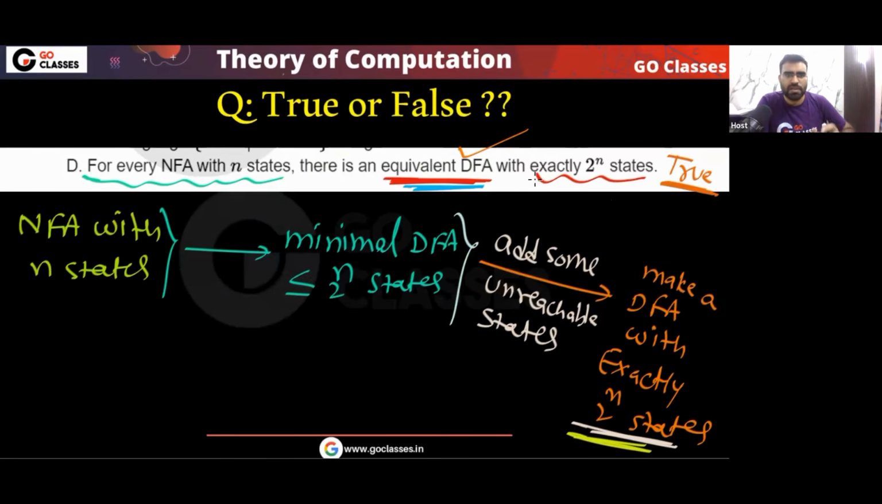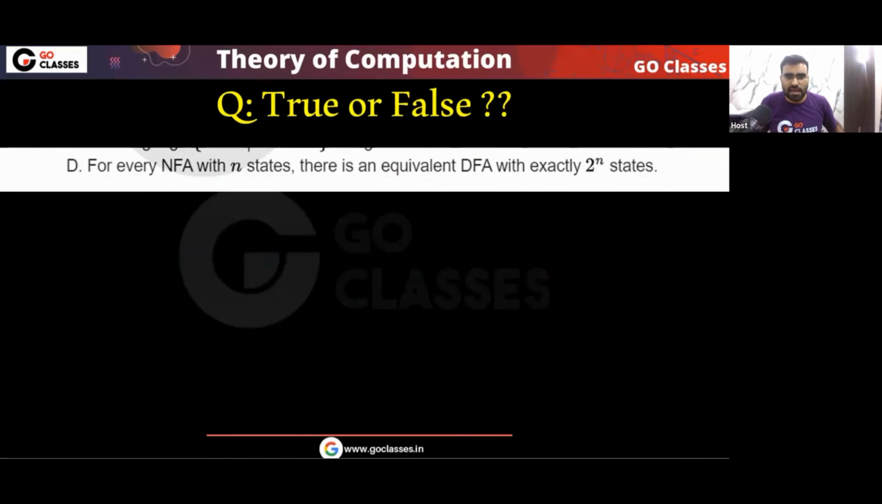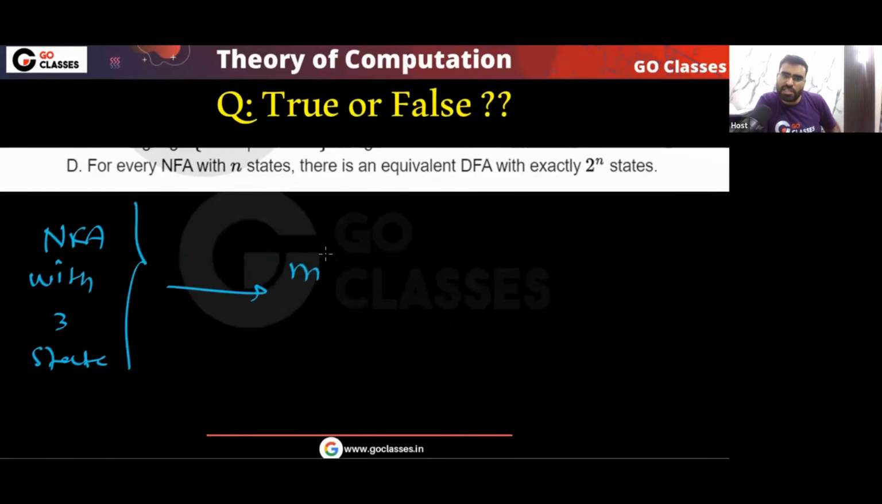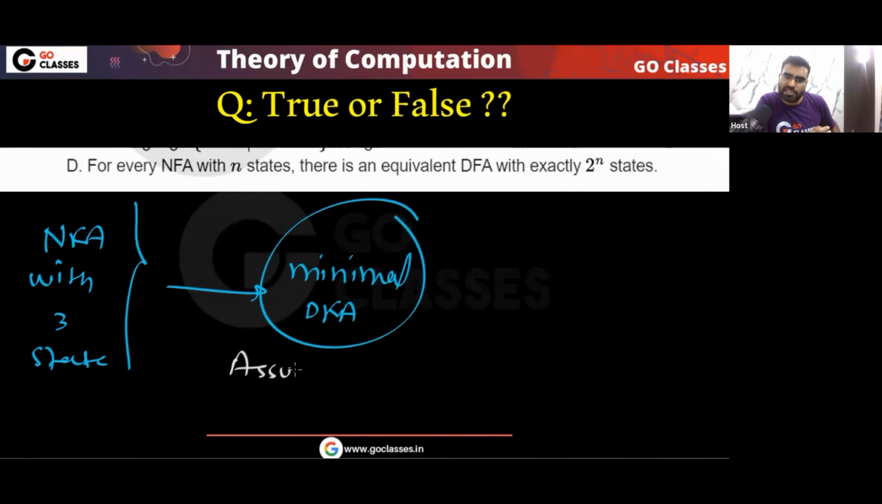Any doubt here? See, a student is saying, sir, more than 2 power n is also possible? Yeah, that is possible. But the question is asking what? That is possible, I agree. I am saying that, see, very simple. If you have an NFA with, let's assume, 3 states, then what can you do? The minimal DFA, how many states will be there? Let's assume that there are 6 states.